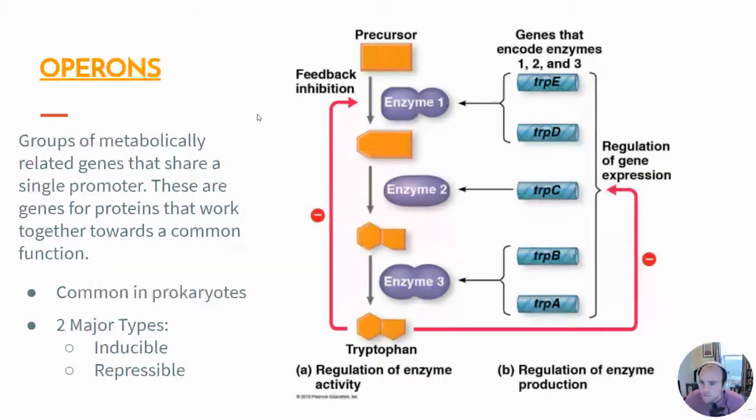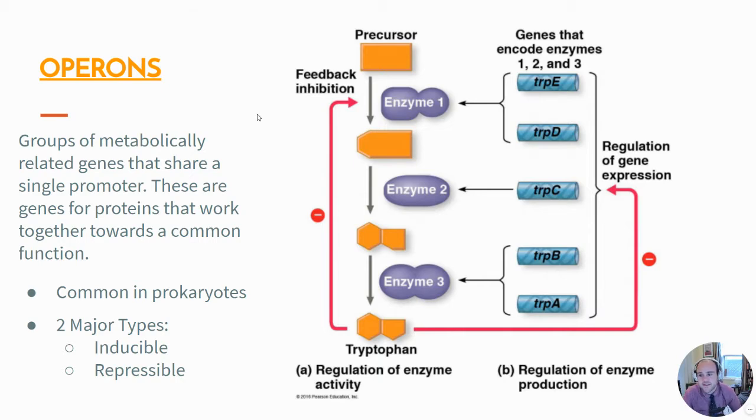So a big component of this is going to be using feedback. So negative feedback regulation, as things are made, those products then blocking the production of that same protein. And we're going to be focusing on something called an operon.